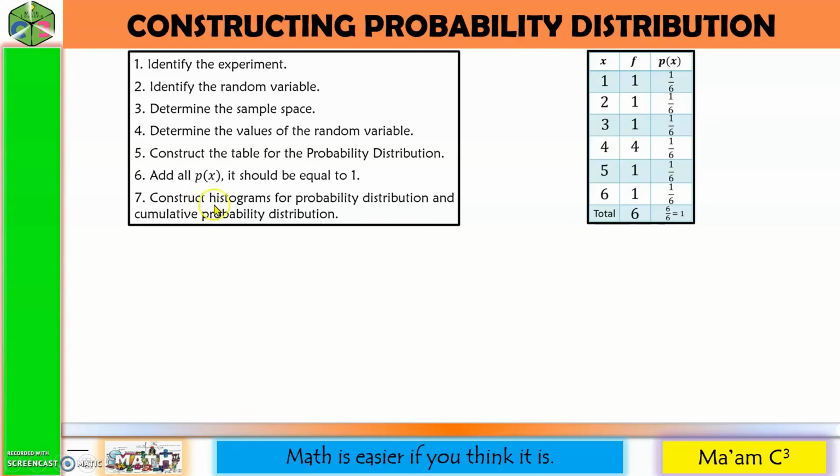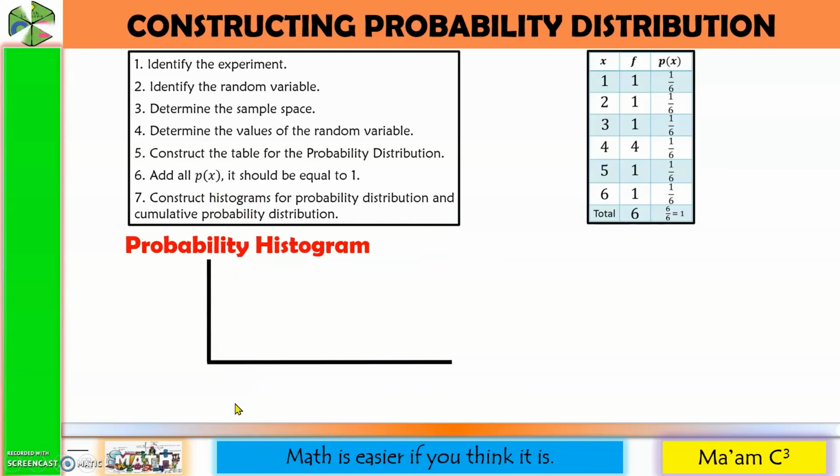So step 7, construct histograms. First, the probability histogram. First step, the y-axis. Next, draw the x-axis. Label the y-axis as P of x, the probabilities. And then label the x-axis as x, the possible values of our random variable. Since we only have one value for P of x, then we are going to use only one tick mark. Label that 1 over 6. For the random variable, the values are 1 to 6.